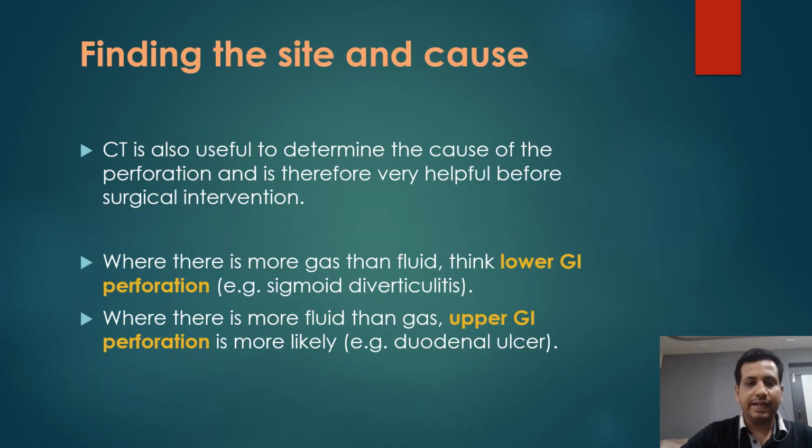Then finding the site and cause. It is useful to find the cause of perforation, so that this is very useful to plan the surgical management. As a dictum, where there is more gas than fluid, then think of lower GI perforation. Where there is more fluid than gas, then think of upper GI perforation like duodenal ulcer. Okay, so more gas is seen in lower GI perforation, and more fluid is seen in upper GI perforation.